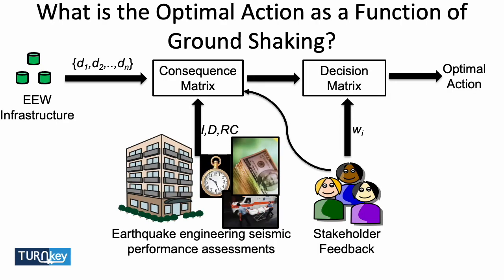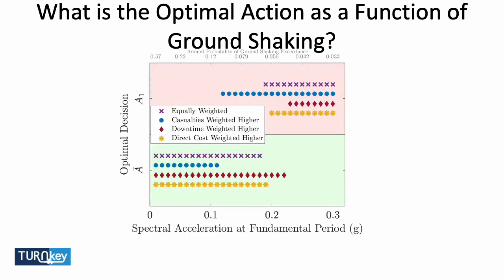So we're going to go through our methodology, but here we're going to assume an idealistic scenario where the earthquake early warning system is providing us accurate ground shaking estimates. So we can go through this methodology for a number of different potential earthquakes experienced by the school and a number of different ground shaking estimates experienced by the school to come up with a plot that looks like this. So here we have our optimal action on the y-axis as a function of ground shaking on the x-axis, and we're showing the optimal action for different stakeholder preferences towards the underlying criteria.